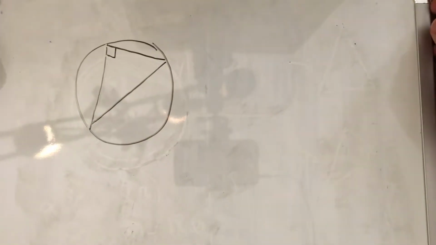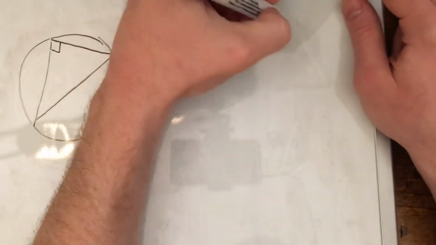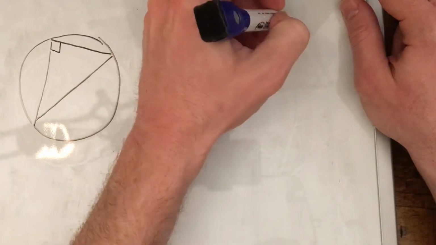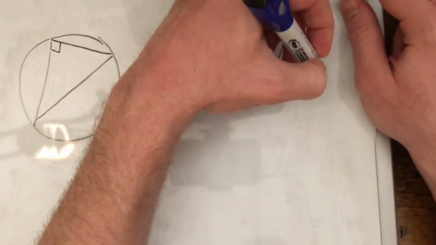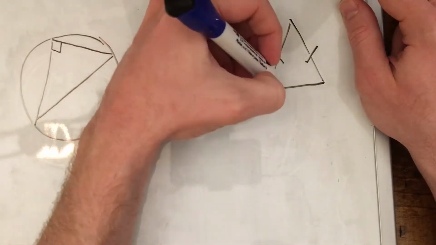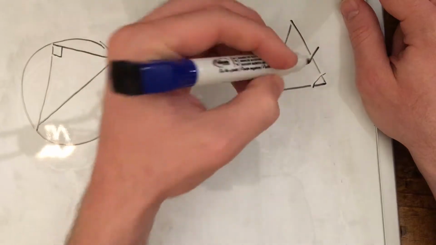What makes it Thales theorem is that he actually proved it, and he proved it using two facts. One of the facts that Thales used was that if you take an isosceles triangle, that is a triangle that has two sides of equal length, say this side and this side, then the two base angles, say here and here, coincide as well.